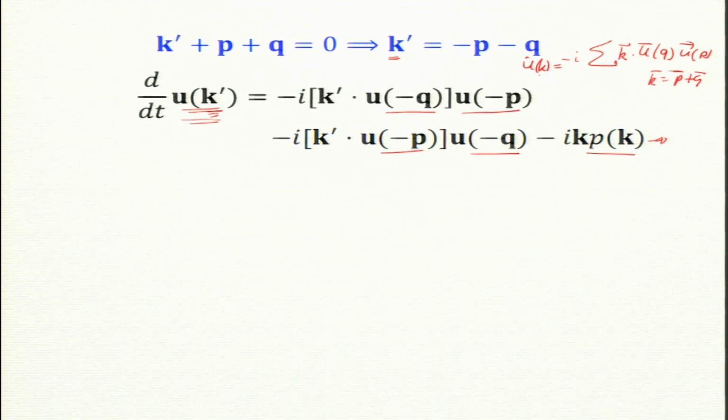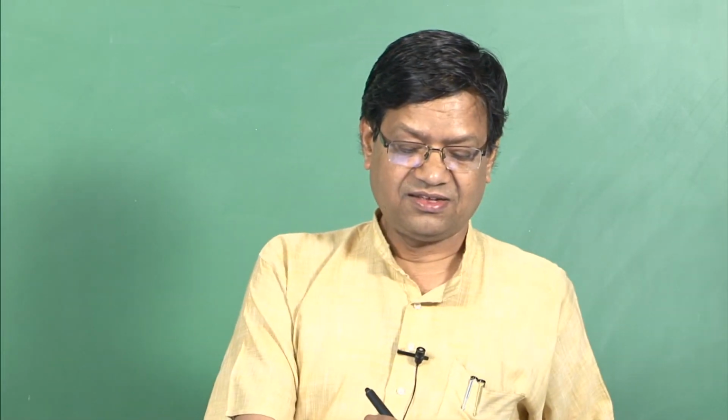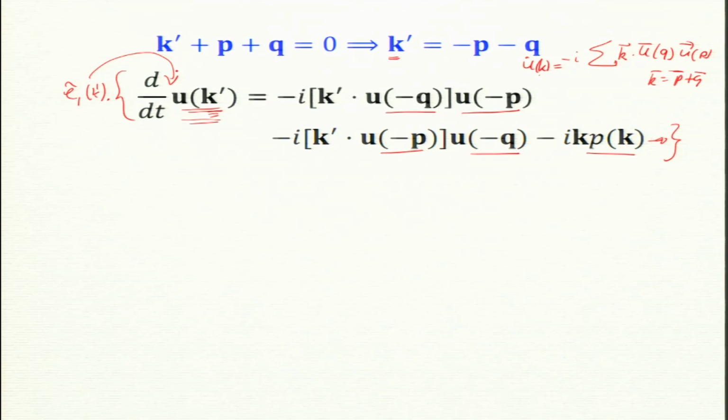Now, take a dot product of the whole equation with E1 of k prime. Now, E1 of k prime does not change with time, it changes with k prime, but even k prime does not change with time. So this can go inside. It is an important thing to keep in mind: my basis vectors are fixed in time.